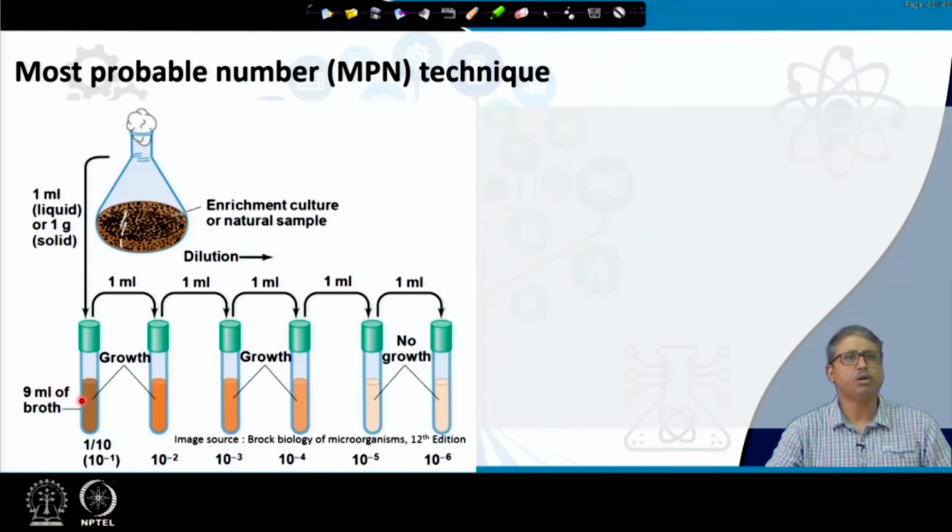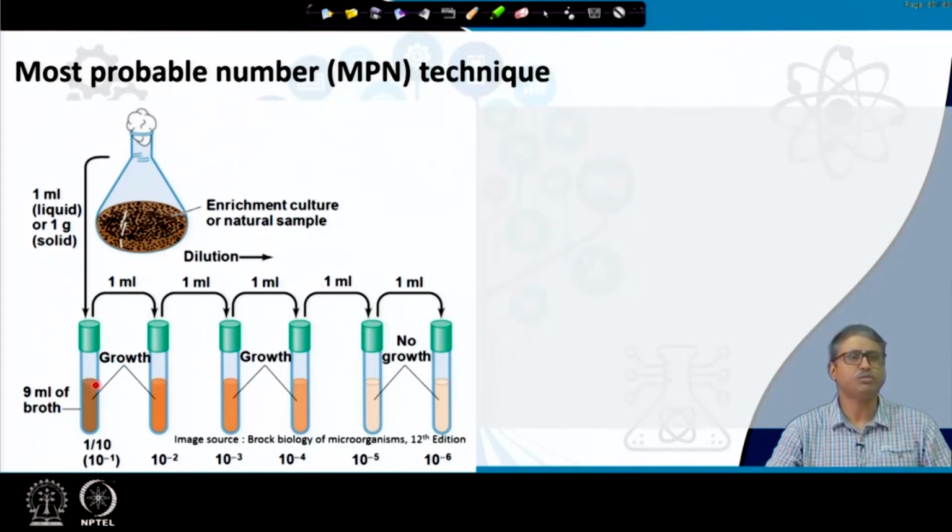This broth is now serially diluted, as you can see, and in each dilution we can have multiple replicates of the tubes, which are then allowed to grow. Following incubation, we will see that growth has happened in the most concentrated tubes, where the dilution was minimal, like only one dilution, where 1 ml of the liquid sample or 1 gram of the solid sample was added to 9 ml of the broth.